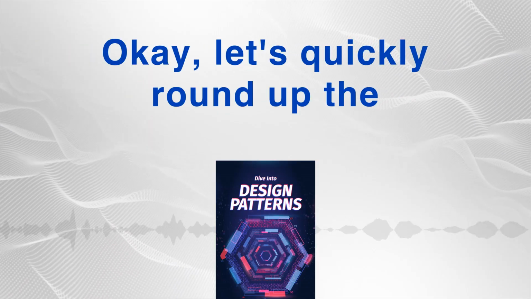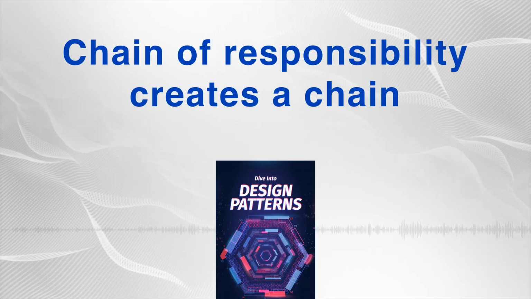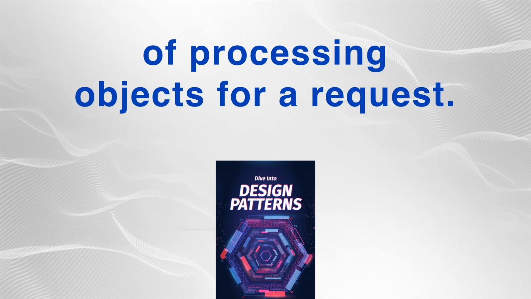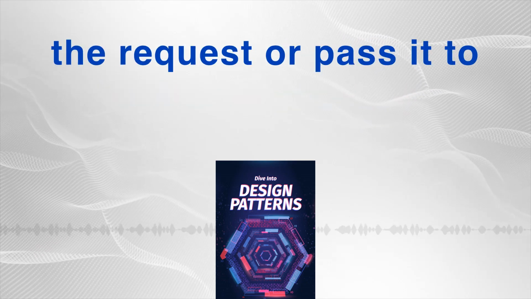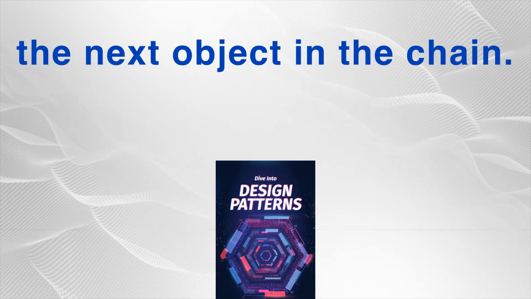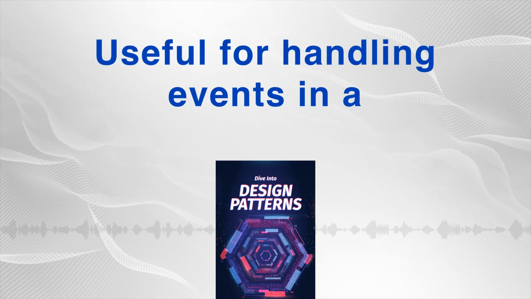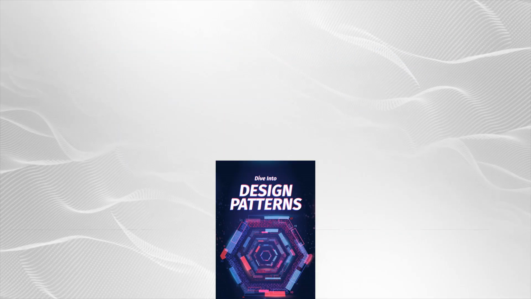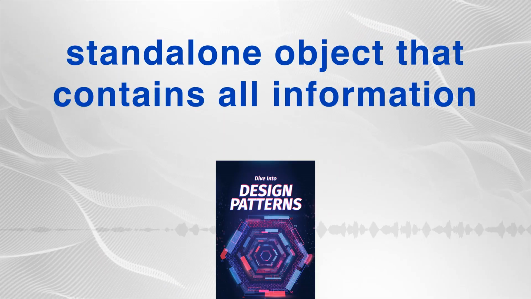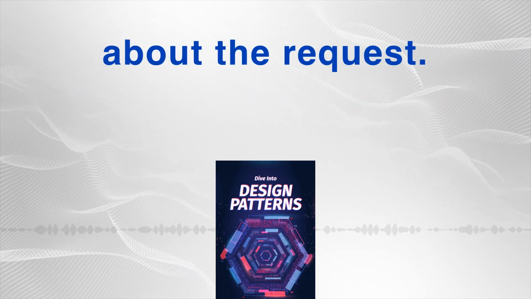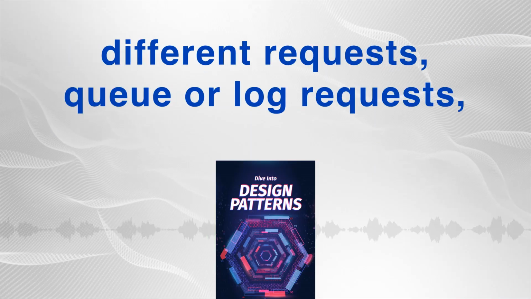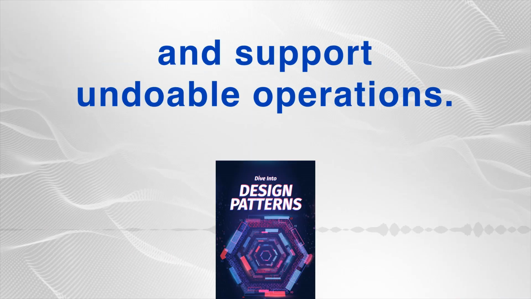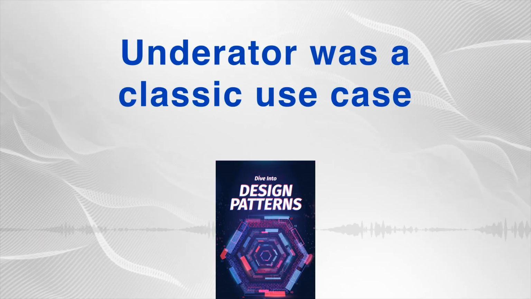Okay, let's quickly round up the other behavioral patterns. Right. Chain of responsibility creates a chain of processing objects for a request. Each object decides either to process the request or pass it to the next object in the chain. Useful for handling events in a UI hierarchy, for example. Command turns a request into a standalone object that contains all information about the request. This lets you parameterize methods with different requests, queue or log requests, and support undoable operations. Undo is a classic use case for command.